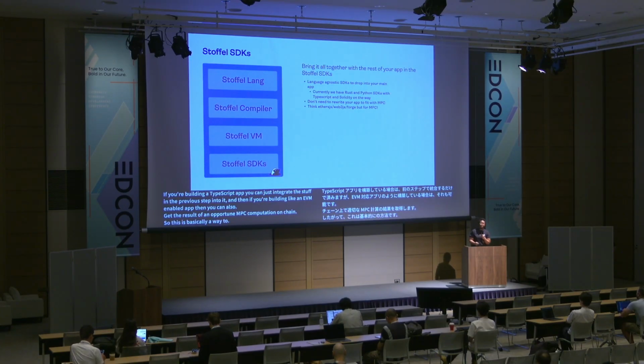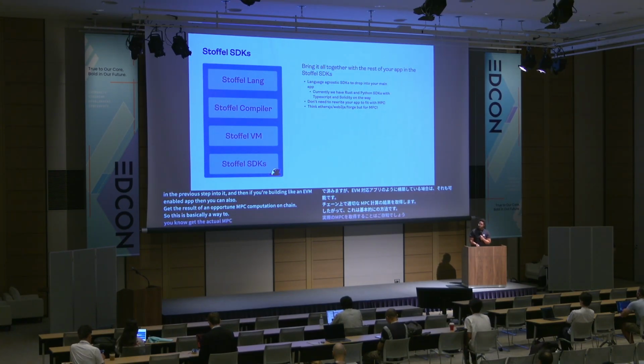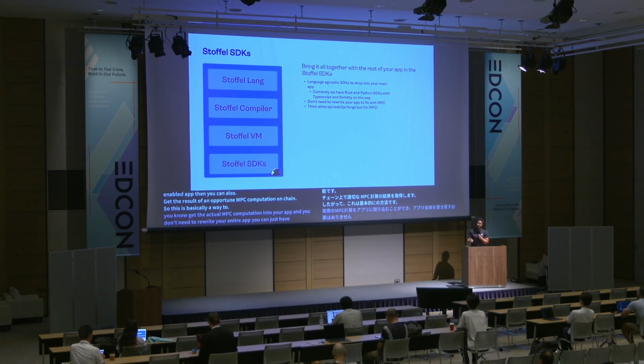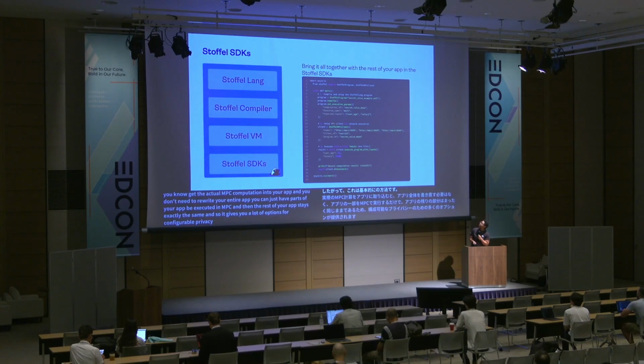So this is basically a way to get the actual MPC computation into your app. And you don't need to rewrite your entire app. You can just have parts of your app be executed in MPC, and then the rest of your app stays exactly the same. And so it gives you a lot of options for configurable privacy. So this is what the Python SDK kind of looks like. It has changed since I made these slides. So yeah, there's a discrepancy between what's on the slide and what's actually in our PRs.